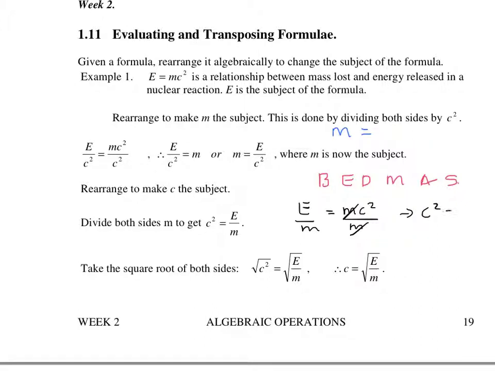c squared equals E over m, but you're asked to make c the subject, but you've got c squared as the subject, so now we've got to undo the exponent. So undo c squared by finding the square root of c squared, which will give us c, and then on the right hand side is the square root of the entire expression, E over m. Notice how the square root sign goes over the top of both terms, not just the top term, so be careful of that kind of thing.